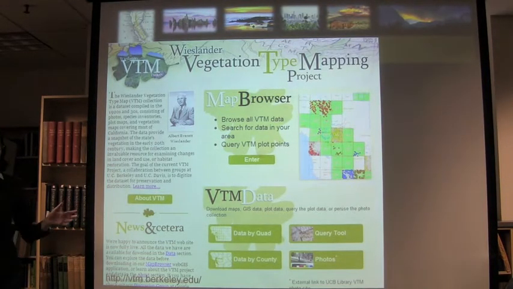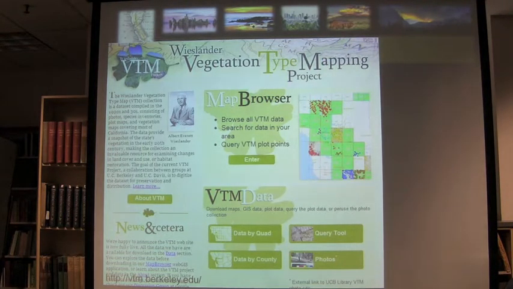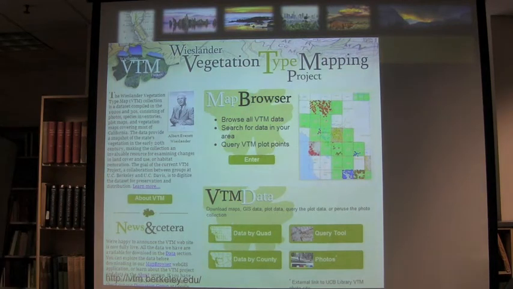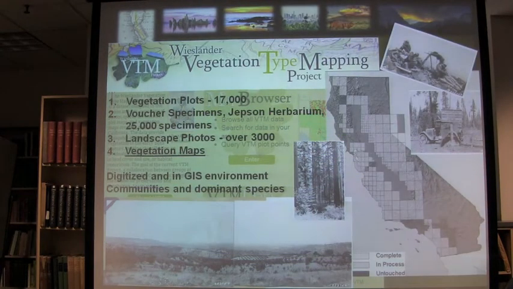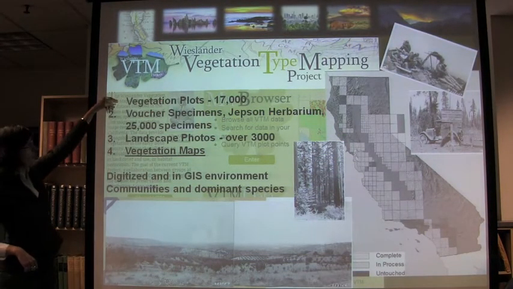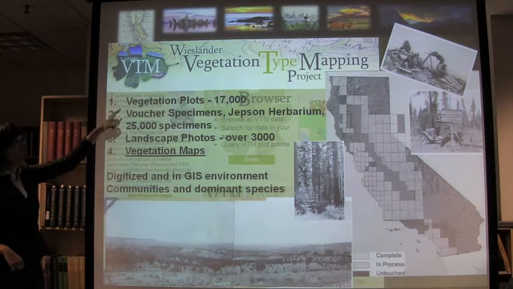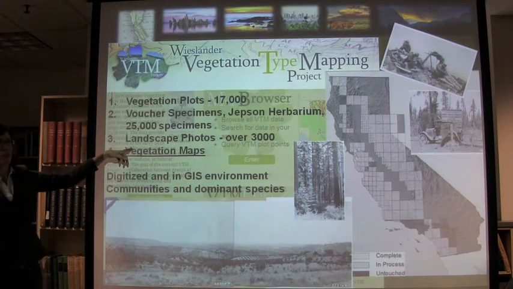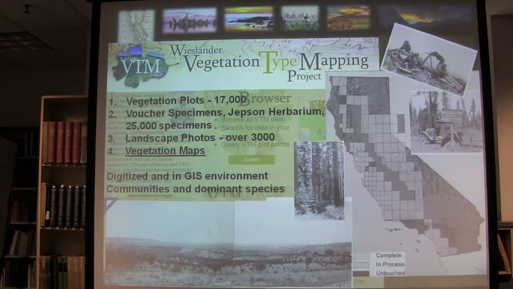In parallel to the Grinnell Resurvey Project, UC Berkeley and UC Davis have been developing this project that is the Wieslander vegetation type mapping. So in the 1930s, Albert Wieslander was responsible for surveying the state for the forest resources. And so basically he covered the entire state, but today we were able to recover about 1/3 of his maps. And so these maps and data that he collected include vegetation plots, include voucher specimens that are housed here at UC Berkeley. They include landscape photos, and they include the vegetation maps. And those are the vegetation maps that I've been using.